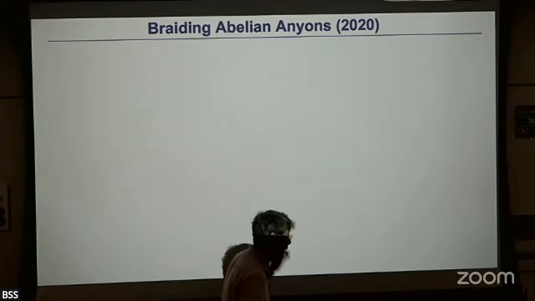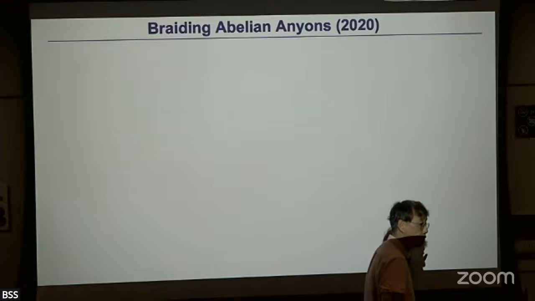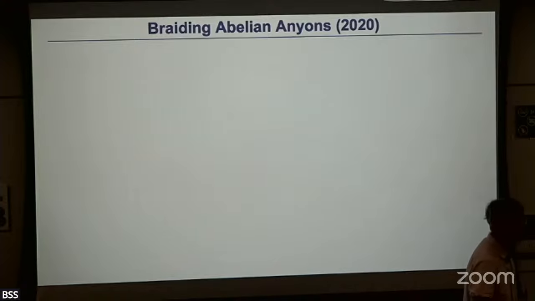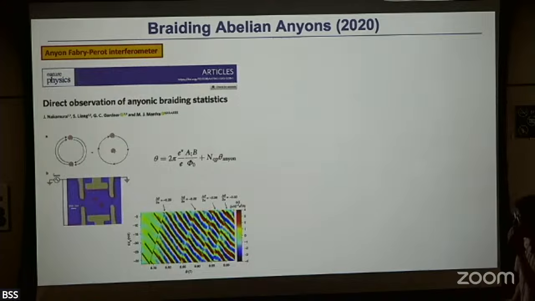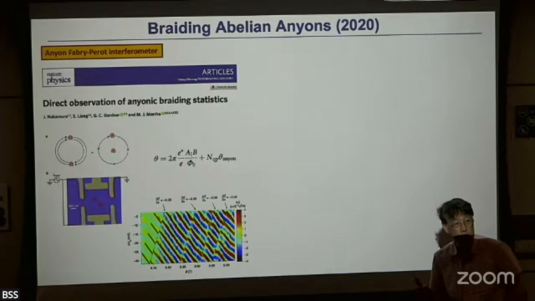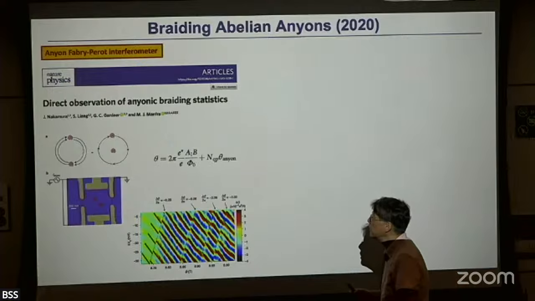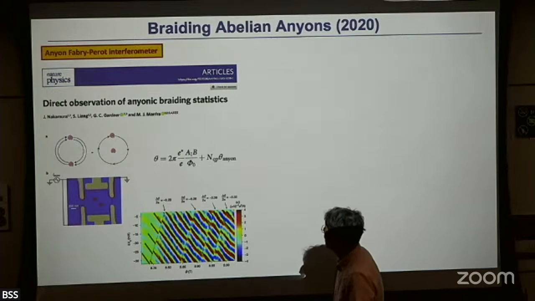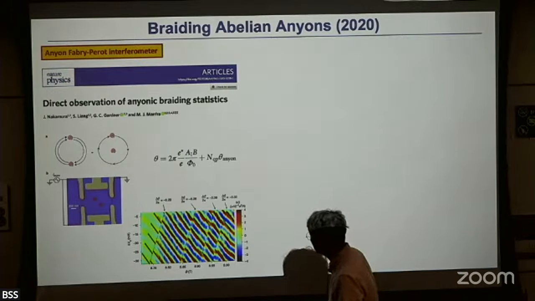And it took around 20 years to realize what the right design is to do that. Once that was done, in 2020, two experiments actually showed that indeed the braiding phase measurement is possible. The first one comes from Michael Manfra's group at Purdue.